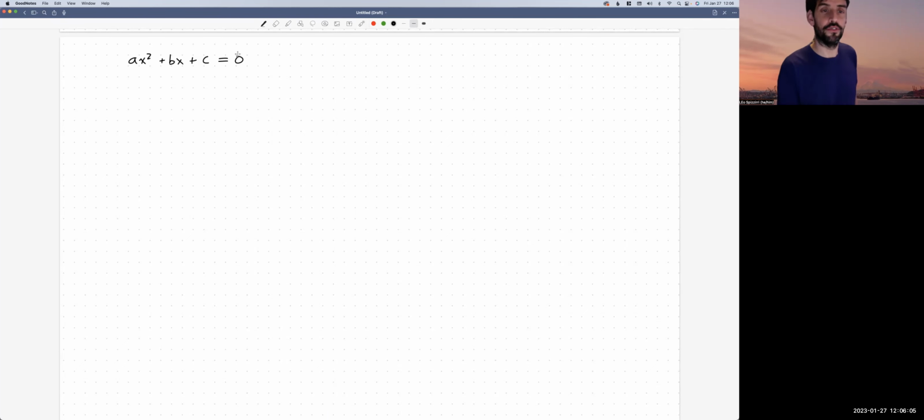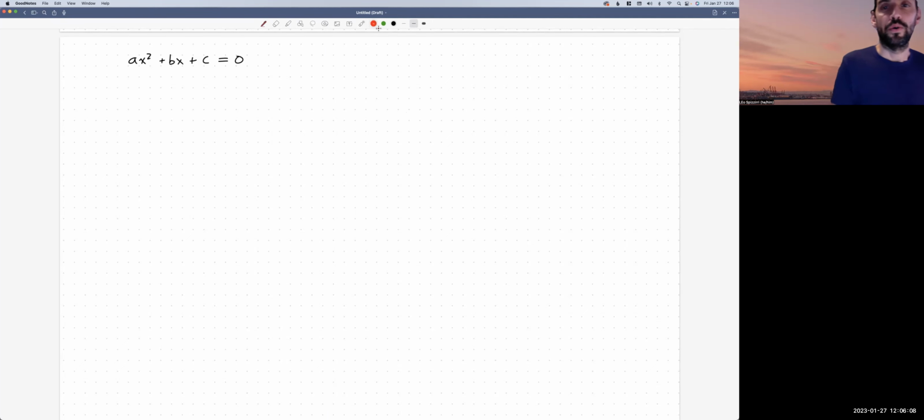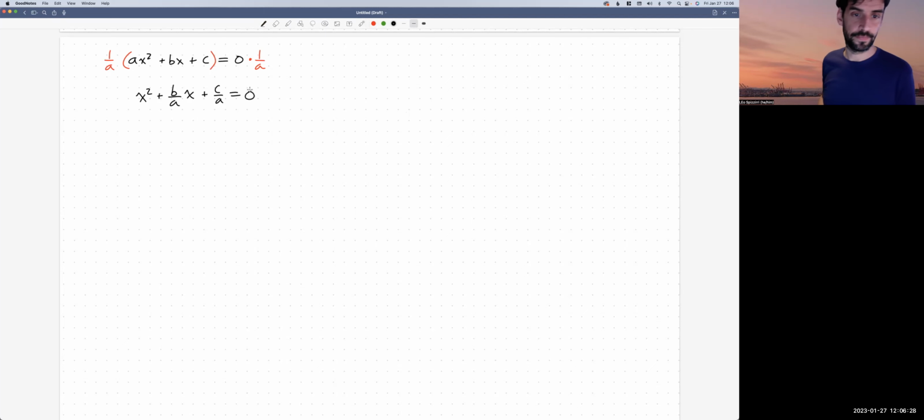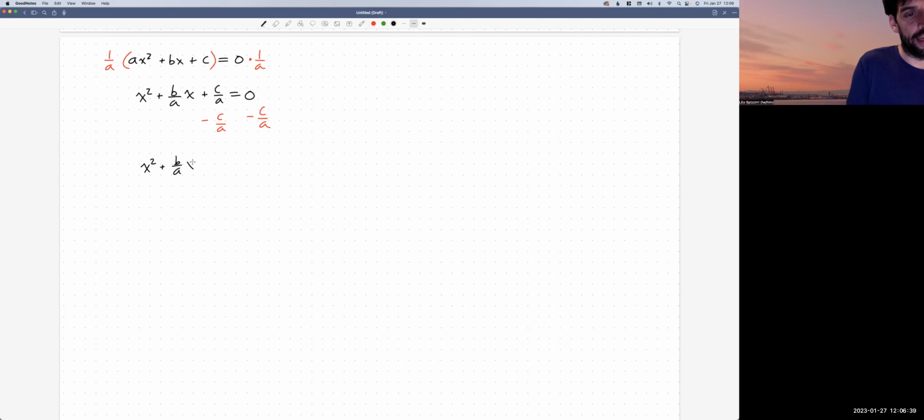And what we just saw is, if we've got an equation like this, a good first step, if we can't factor it, is to multiply the whole thing by 1 over a, so that we get our x squared term without a coefficient. So this will now look like x squared plus b over a x plus c over a equals 0. The next thing we did was get that extra constant term over to the other side. So we've got x squared plus b over a x, the c over a minus c over a cancels, and over here I've got minus c over a.